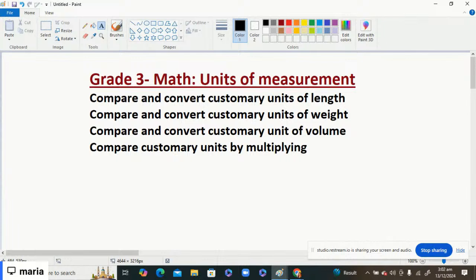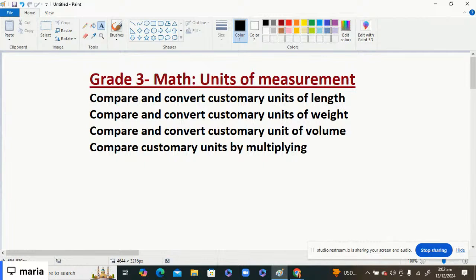So today we are here for grade 3 maths. The chapter today we discuss is units of measurements. And the lessons today we discuss are compare and convert the customary units of length, compare and convert customary units of weight, compare and convert customary units of volume, and compare the customary units by multiplying.